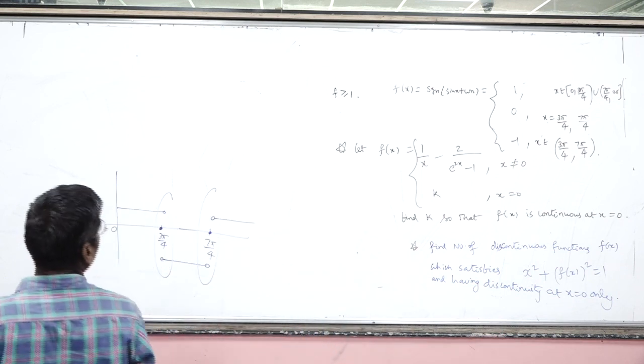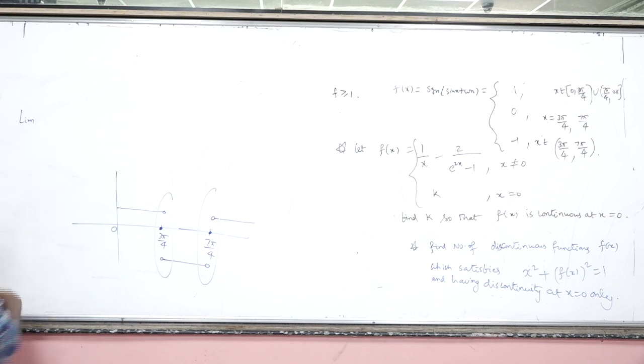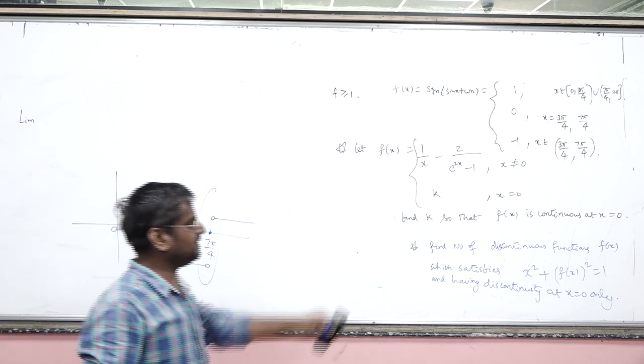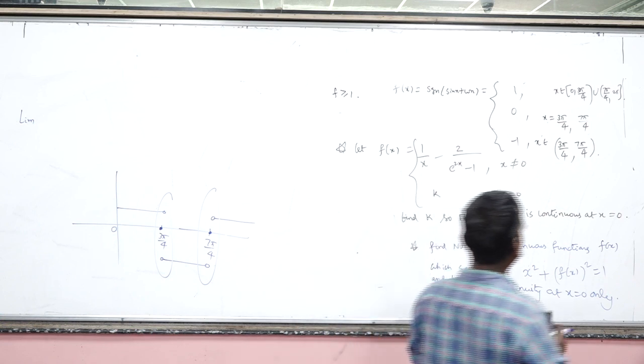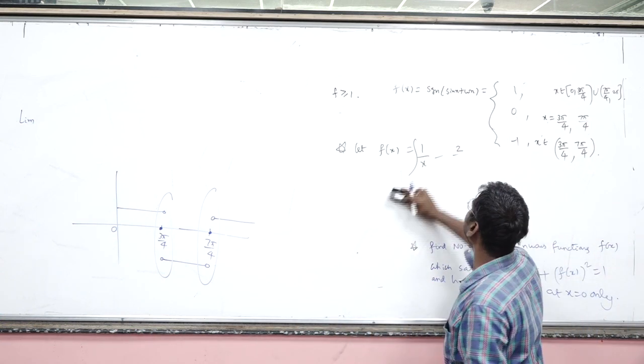Okay, the next one is pretty straightforward. Only thing is, how do you evaluate the limit? The function is given as something for x not equal to 0, and k for x equal to 0. What is k, so that this is continuous at x equal to 0? So I am going to simply calculate the limit value.